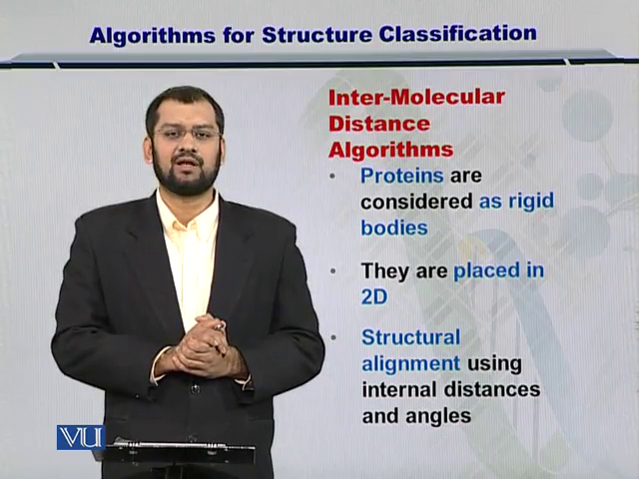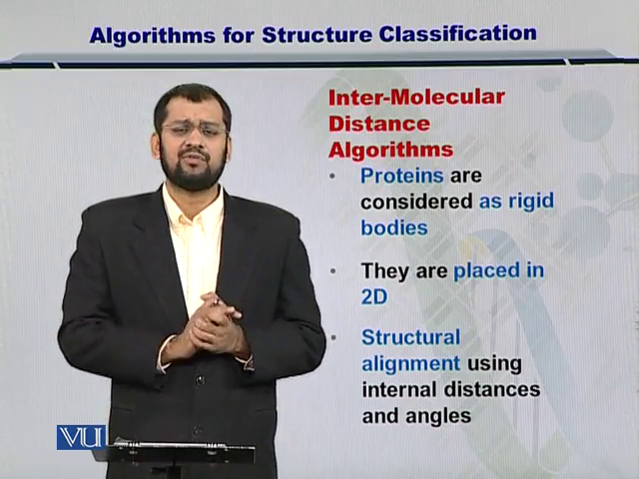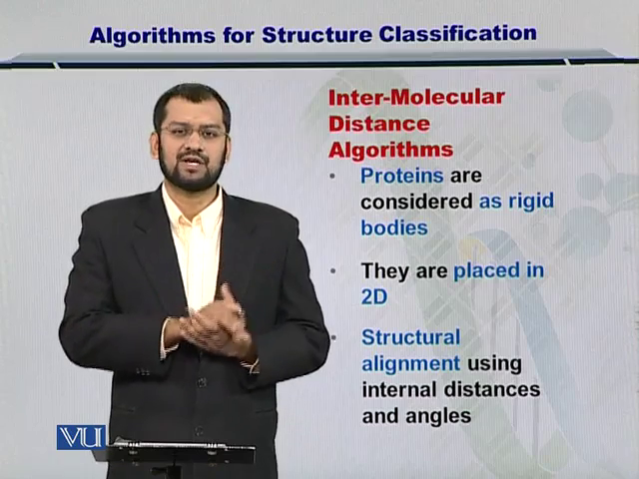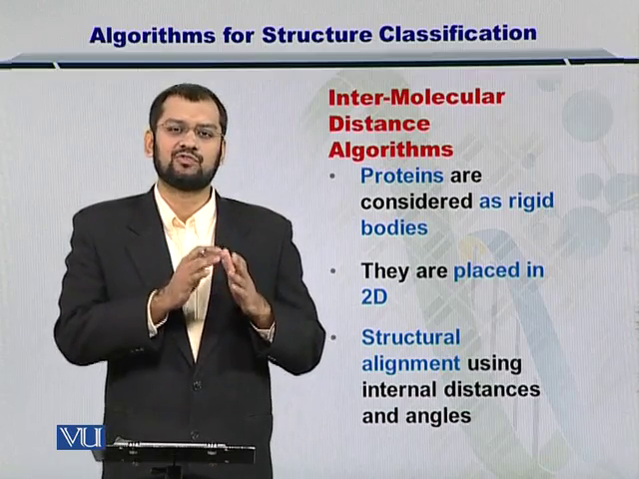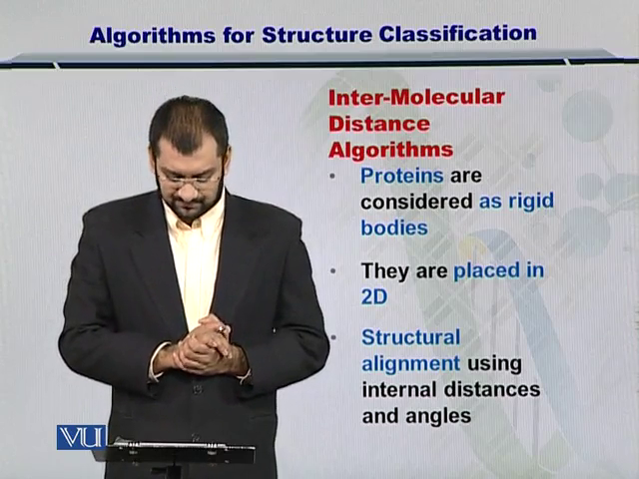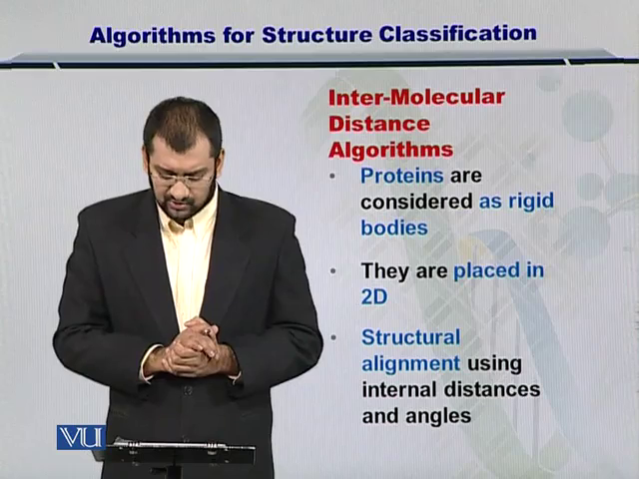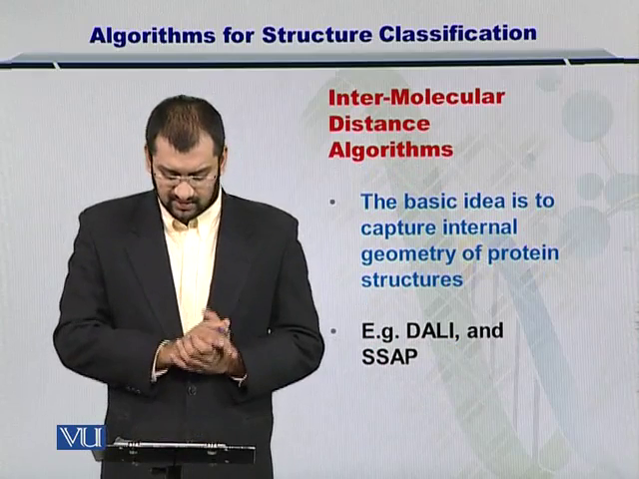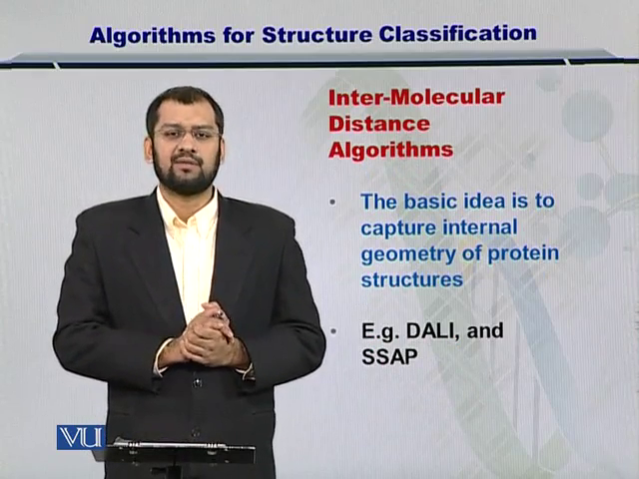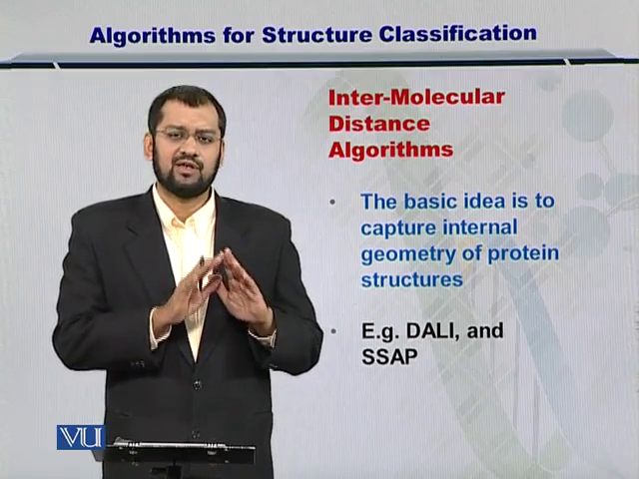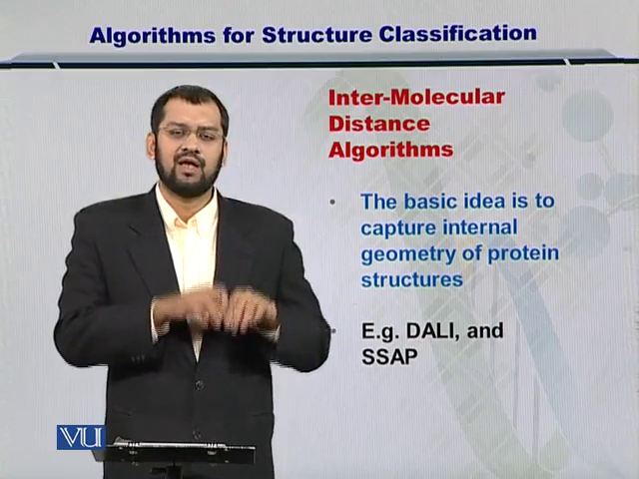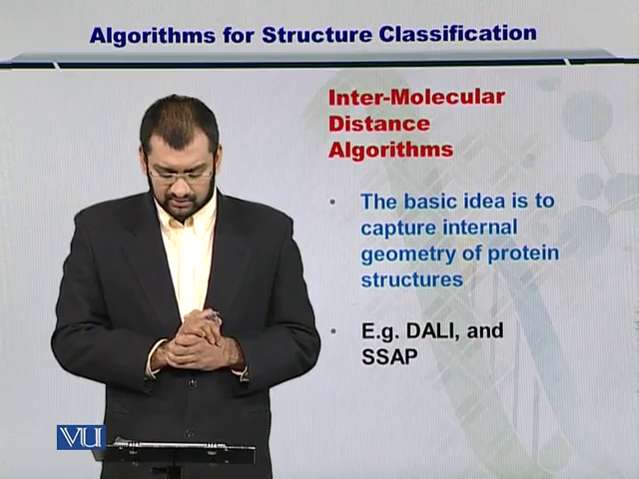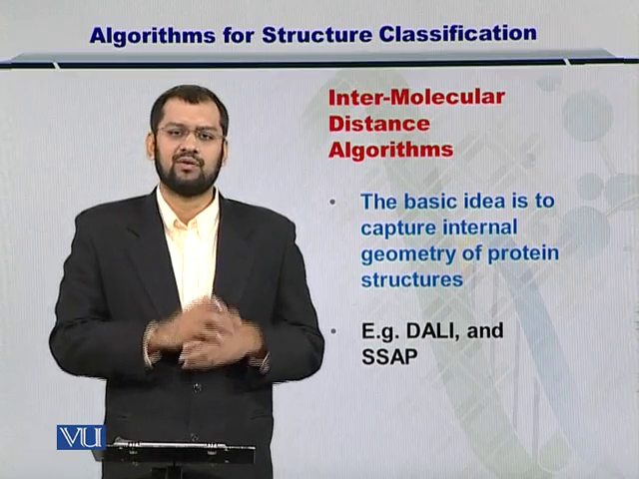Next is the intermolecular distance algorithm. These schemes actually use the distance between different proteins. So in that, you have 2D projections of these proteins, and you're looking at the various torsion angles between the different atoms. So the structural alignment using internal distances and angles is performed in this type of scheme. As I just mentioned, the basic idea of such schemes is to capture the internal geometry of the protein and then talk about the overall structure. The examples include the DALI and the SSAP algorithms, and we'll look at them later.